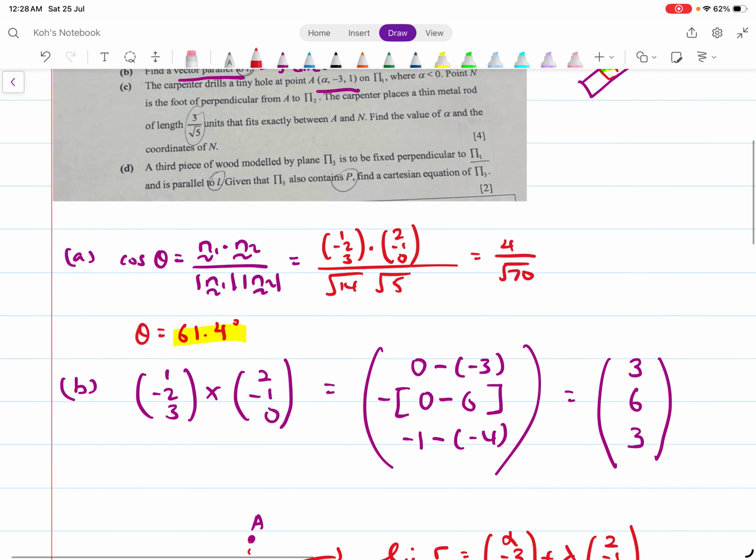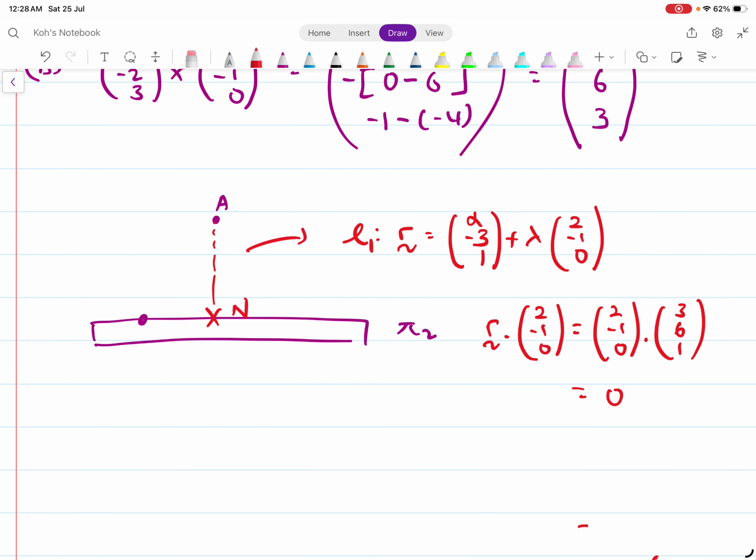For this question, the first thing I do is sketch. So this is plane 2, and of course point A is here. Point A has the coordinates alpha, -3 and 1. With this I can form a line equation: r equals (alpha, -3, 1) plus lambda times the direction vector of the line, which is the normal vector (2, -1, 0).